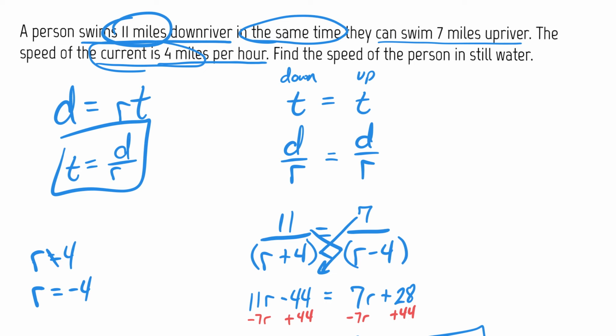Usually you just have to go to your last sentence. And what does the last sentence say? Find the speed of a person in still water. So this person is swimming 18 miles per hour in still water. That's a pretty fast swim. But that's what our answer should be.